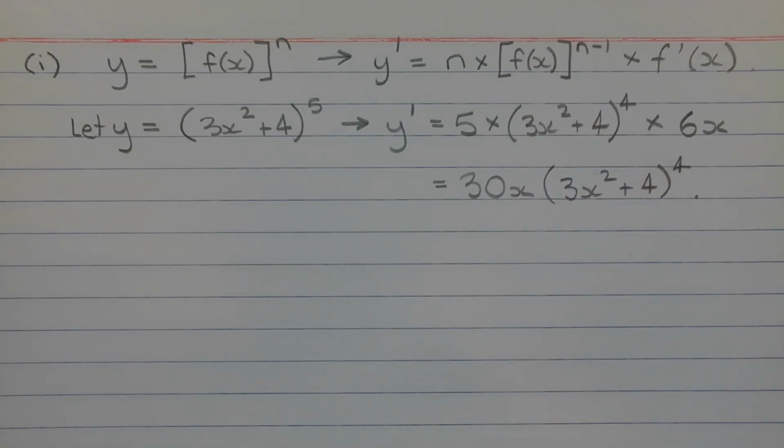The derivative of 3x² + 4 is 6x. So y' is equal to 5 times (3x² + 4)⁴ times 6x, which simplifies to 30x times (3x² + 4)⁴.